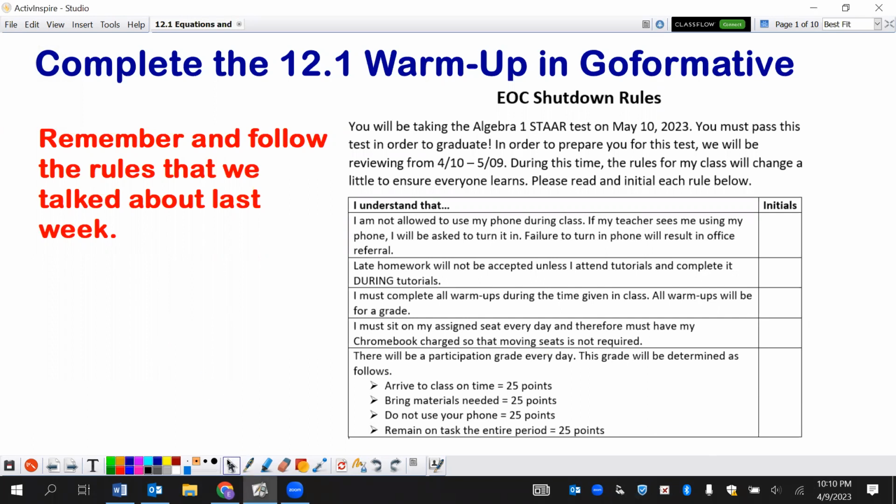Okay, so first thing on my screen, just a reminder about the rules that we talked about on Friday. Please make sure you are working the entire period. Don't use your phone. Make sure you are doing what you're supposed to be doing so that you can get a good grade on the practice start test.